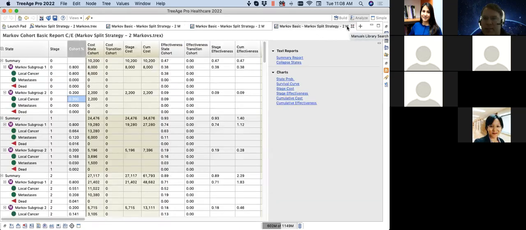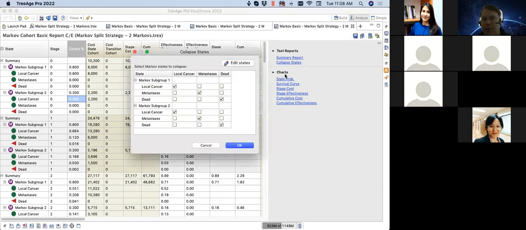So let me close this and go back to the consolidated report and say, well, okay, yeah, you gave me the two subgroups, the separate processes within the overall strategy. Well, now I want to just merge them. I want to see who's in local cancer versus metastases versus dead. So the initial output will break it down by the two Markov processes. But if I go to collapse states, it will give me the option to combine them all into a smaller set of states. So by default, it'll say, okay, if the names are all the same, let's just assume you want the same names. And that's what I'm going to do.